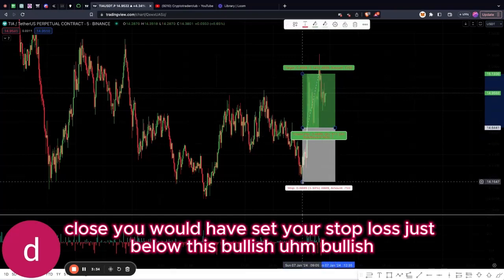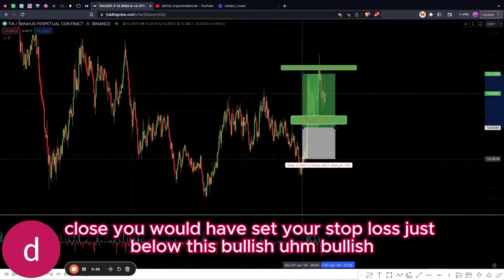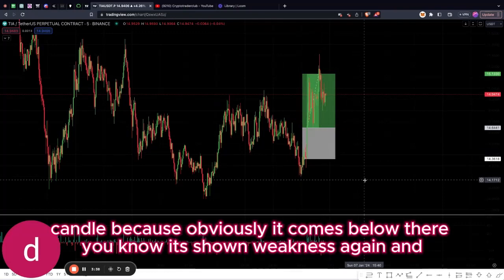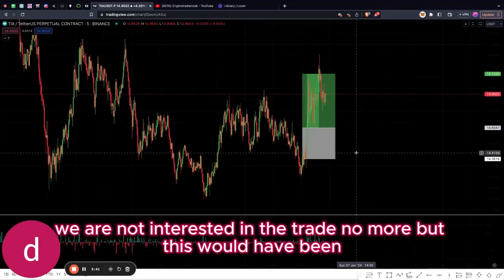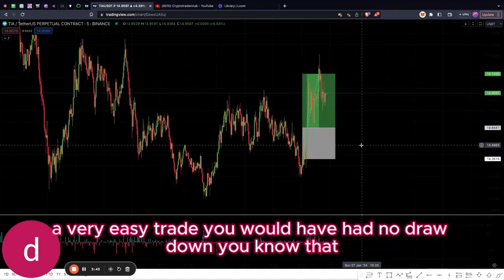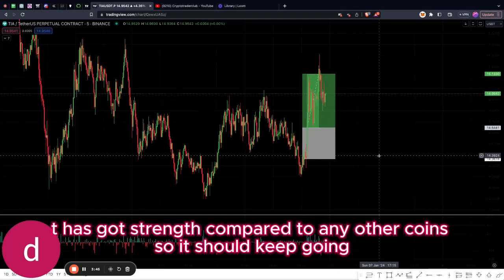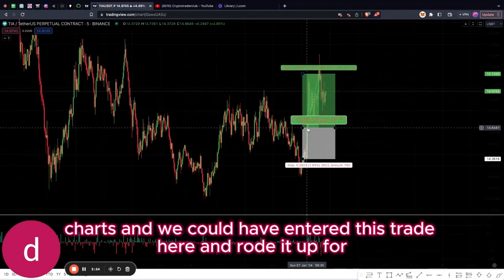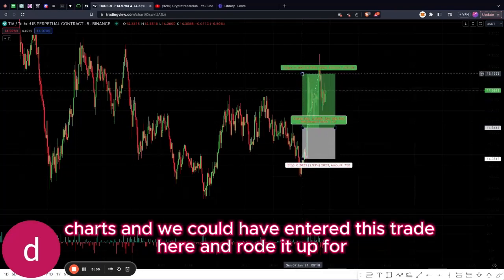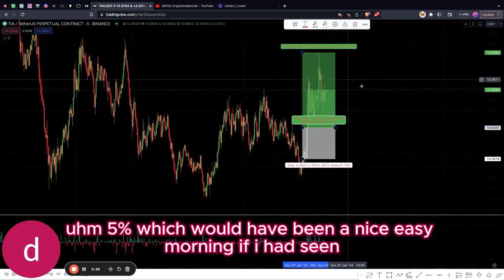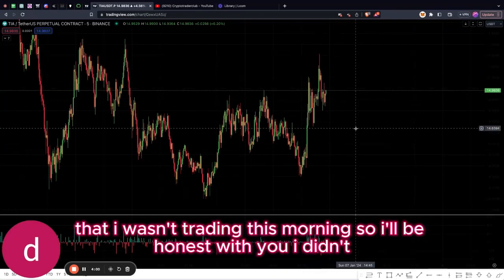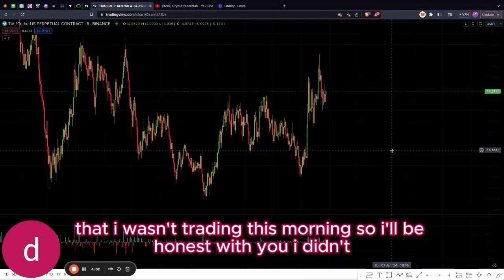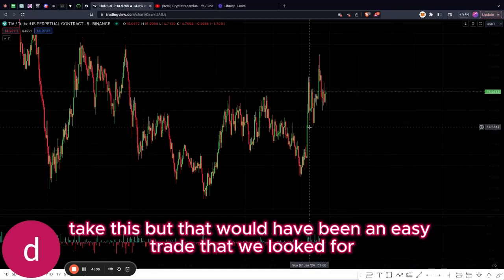You'd have set your stop loss just below this bullish candle, because if it comes below there, it's showing weakness again and we're not interested in the trade anymore. But this would have been a very easy trade. You would have had no drawdown. You know that TIA has strength compared to any other coins, so it should keep going up with the strength it's showing on the spaghetti charts. We could have entered this trade here and ridden it up for 5%, which would have been a nice easy morning if I'd seen that. I wasn't trading this morning, so I'll be honest, I didn't take this. But that would have been an easy trade that we look for.